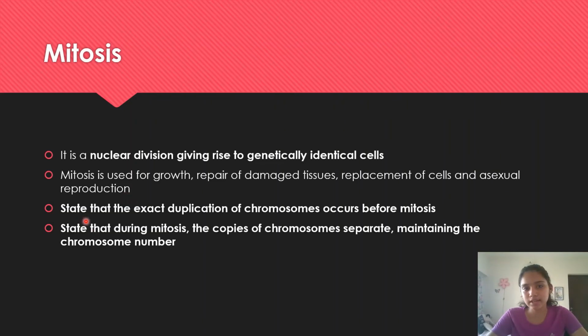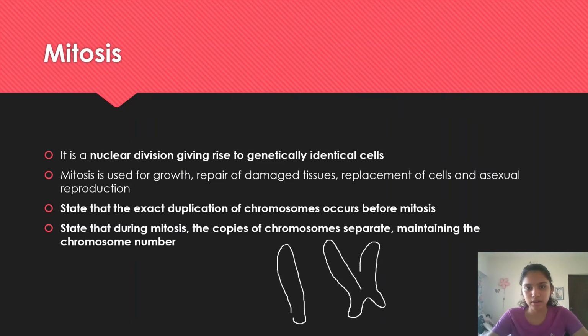Now this is taken from your syllabus straight away. The exact duplication of chromosomes occurs before mitosis. I will explain that to you. So when chromosomes duplicate, they form chromatids. Okay, that is basically what happens. So if this is a chromosome, it'll change to this, where this is one chromatid and this is one chromatid.